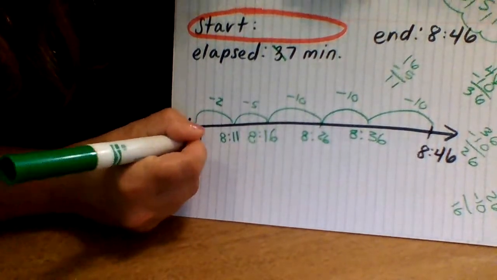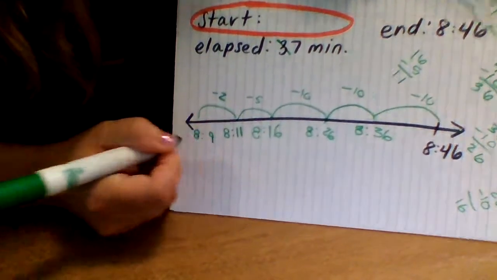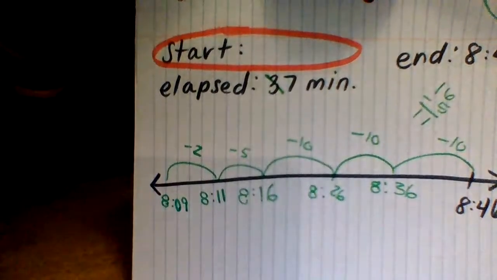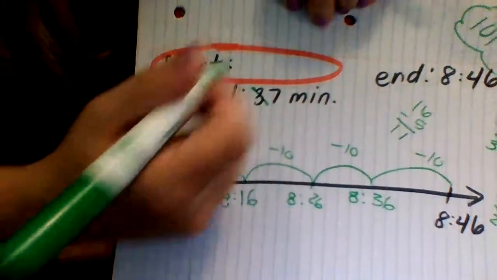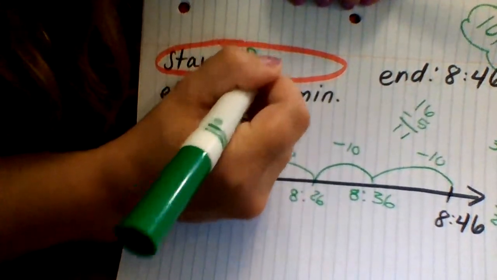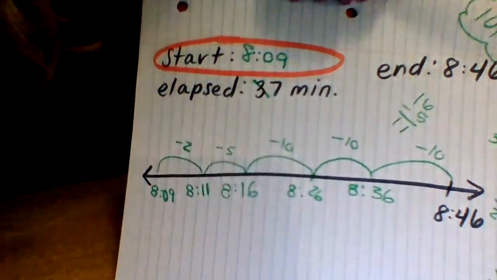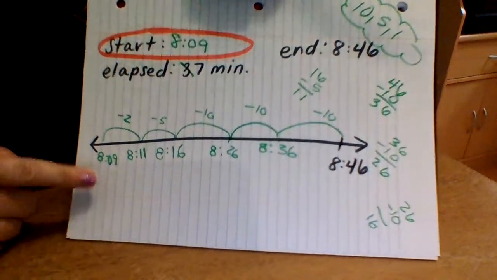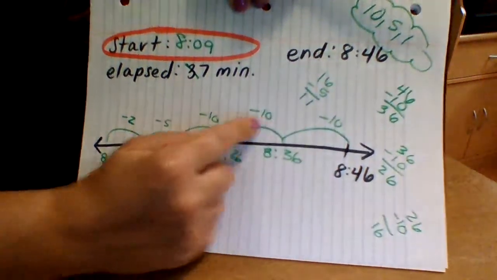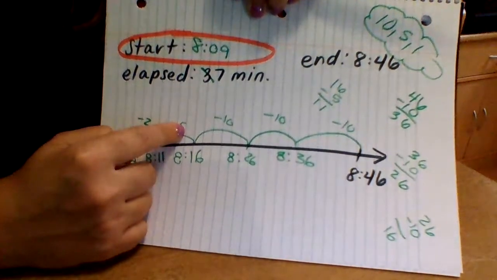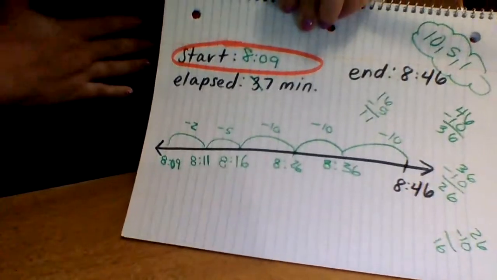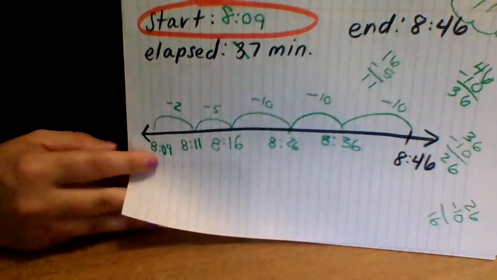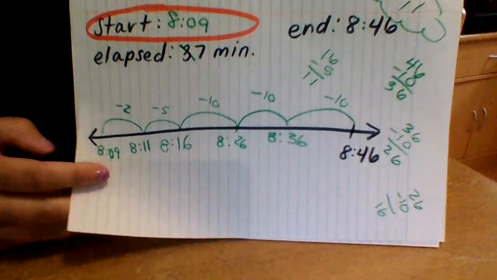Right? No, mister. So what am I missing? It's not just 9. It's 8:09, right? The start time that's been missing in this problem is 8:09. Okay? Let's make sure I hopped the right number of minutes. 37 minutes. 10, 20, 30, 35, plus 2. Let's see, 35, 36, 37. Perfect. I hopped 37 minutes backwards with subtraction. And I found the missing start time was 8:09.